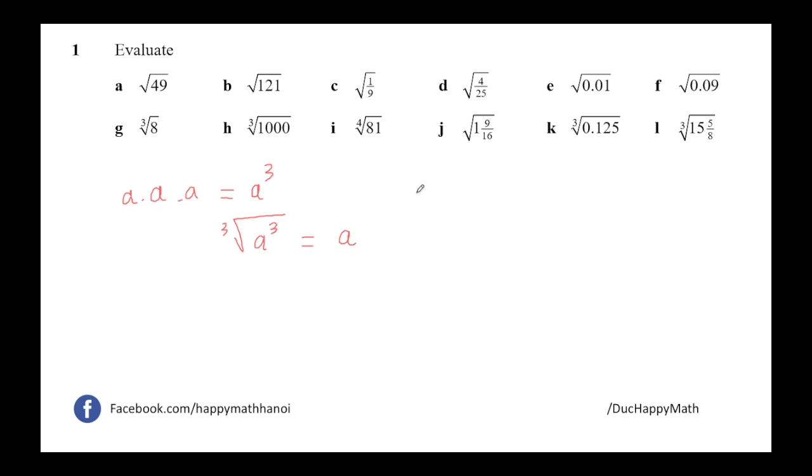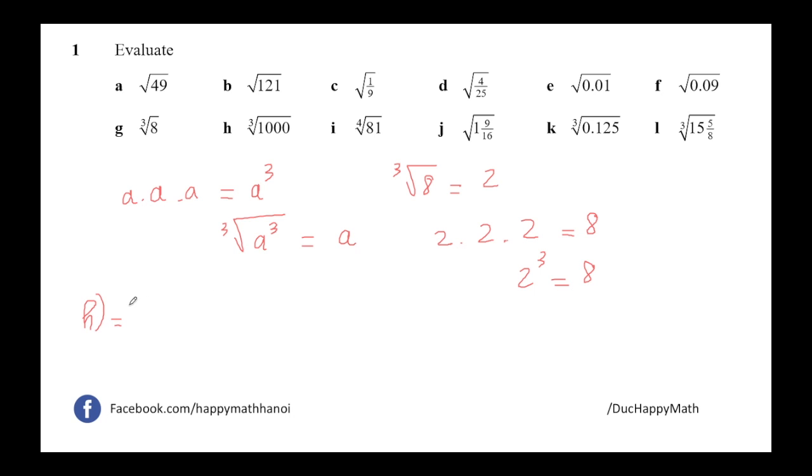So the cube root of 8 will be equal to 2, because when you take 2 times 2 times 2, it means 3 times, it will be equal to 8. Or 2 to the power of 3 will be equal to 8. So the cube root means you have to find the number which multiplied together 3 times will be equal to 8. Okay, so how about question 8?